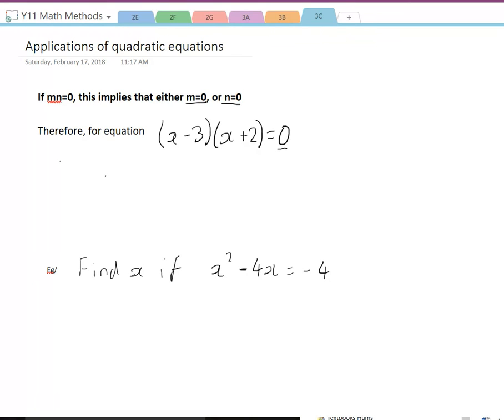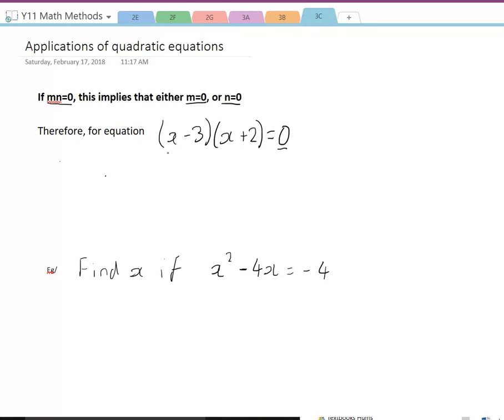Alright guys, so today we're going to look at actually applying our skills that we've learnt with factorization and look at applications of quadratic equations. We can really use quadratic equations when we have equations that are equal to 0. So for example, m times n is equal to 0. If we know this equation, that would imply that either m would have to be equal to 0 for that equation to hold, or n would have to equal 0. So that's a basic rule of maths.